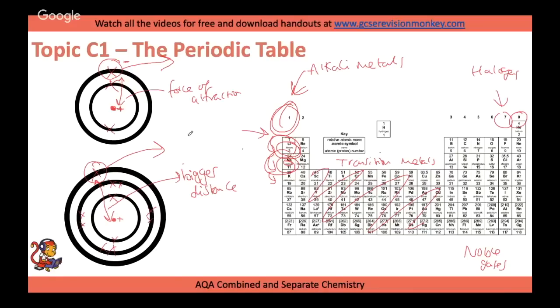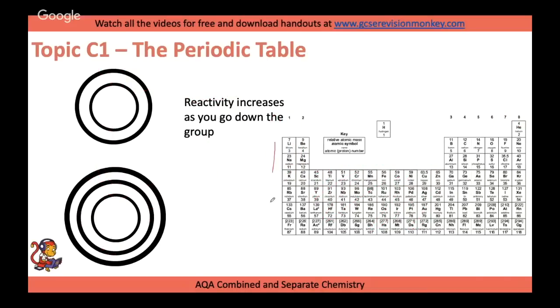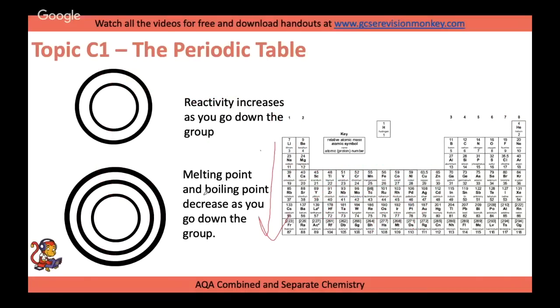So the force of attraction is actually weaker on a larger atom. So weaker force of attraction. What that means in terms of group 1 is if the atom gets bigger, the outer electron is further away and there's a weaker force of attraction, and this means that reactivity increases as you go down the group, and melting and boiling points actually decrease. Okay, so it's the opposite for melting and boiling points.